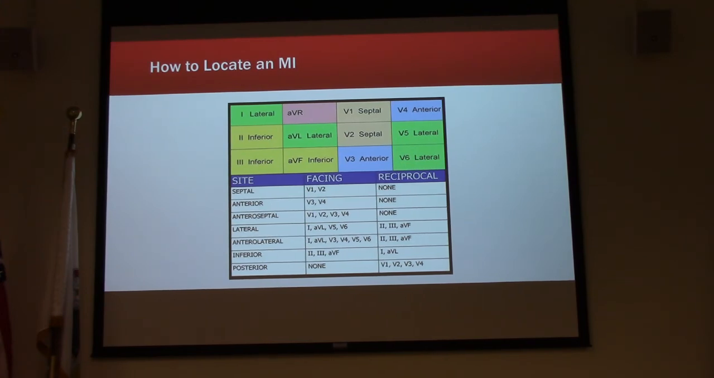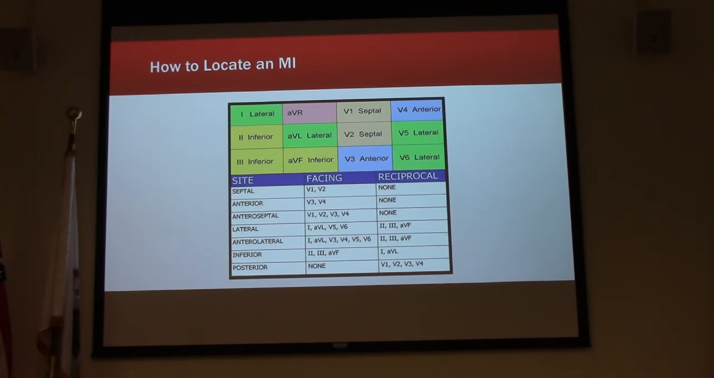If we want to go one step further, we can say that if we see elevation in leads 2, 3, and AVF, that is affecting the right coronary artery. Lead 1 and AVL, and sometimes V5 and V6, that is my left coronary artery. 1 and AVL specifically are circumflex. V3 and V4 are anterior descending, and V1 and V2 is also our anterior descending.